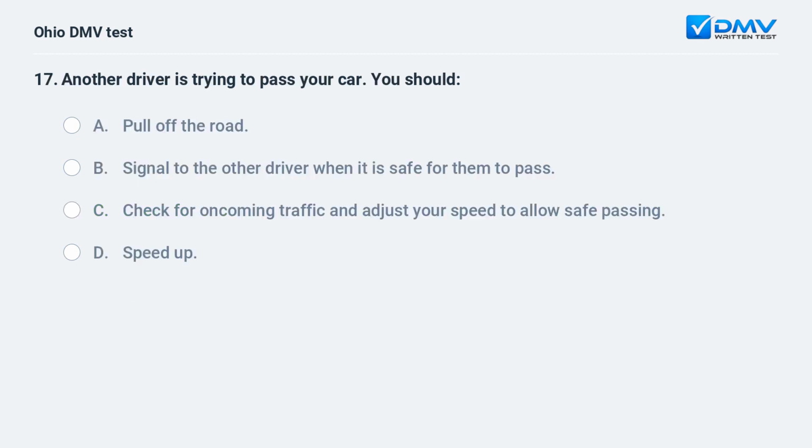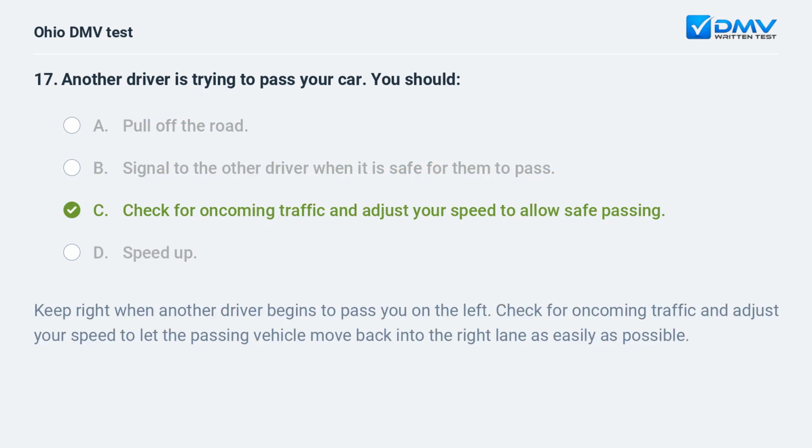Another driver is trying to pass your car. You should A. Pull off the road. B. Signal to the other driver when it is safe for them to pass. C. Check for oncoming traffic and adjust your speed to allow safe passing. D. Speed up. C. Check for oncoming traffic and adjust your speed to allow safe passing. Keep right when another driver begins to pass you on the left. Check for oncoming traffic and adjust your speed to let the passing vehicle move back into the right lane as easily as possible.